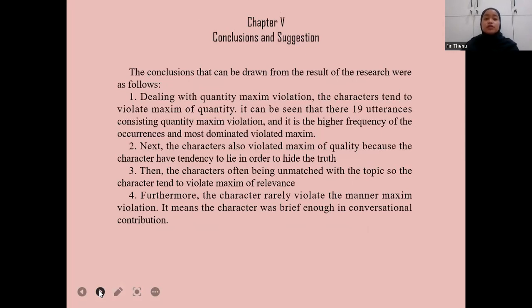So for conclusions, dealing with quantity maxim violation, the characters tend to violate the maxim of quantity in 9 utterances. Dealing with the maxim of quality, the characters have a tendency to lie in order to hide the truth, and they are often unmatched with the topic, so the characters tend to violate the maxim of relevance. And the characters rarely violate the maxim of manner. It means the characters were not brave enough in conversational contribution.